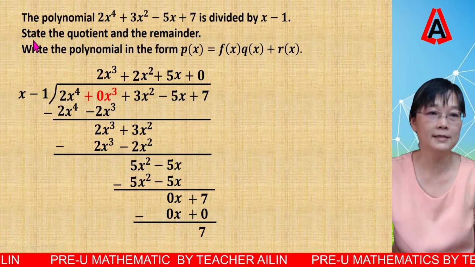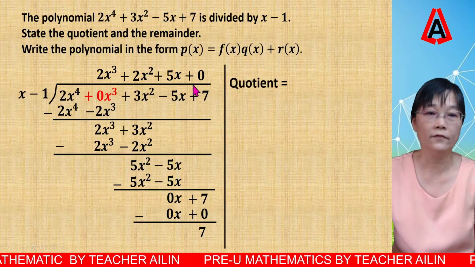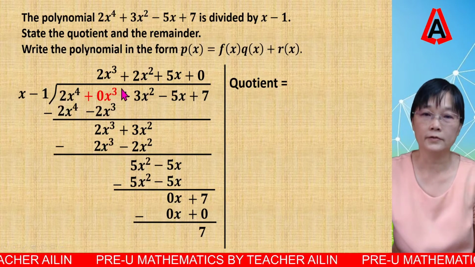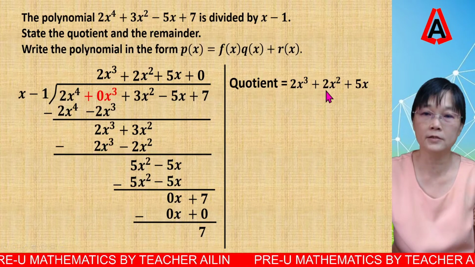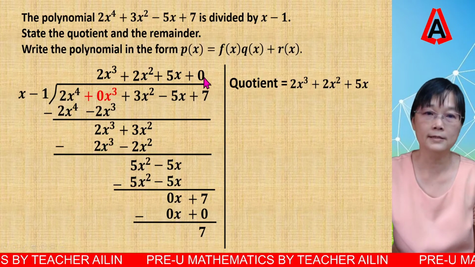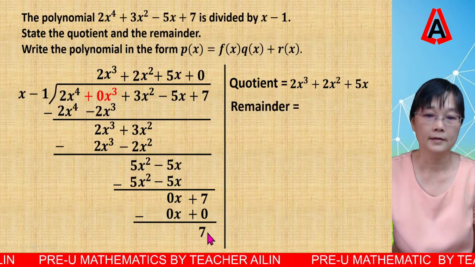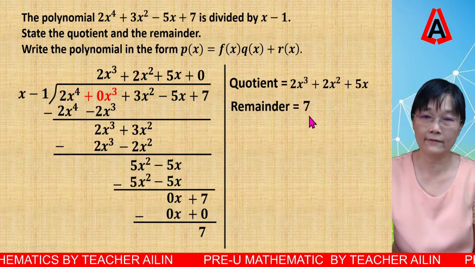Now the question: state the quotient and the remainder. So from the long division, this is the quotient. Therefore, the quotient is 2x power 3 plus 2x power 2 plus 5x. We ignore the 0 behind here. Then for the remainder, this is the remainder. So the remainder is equal to 7.